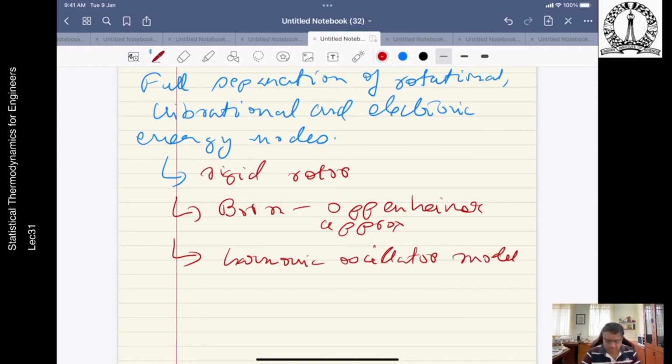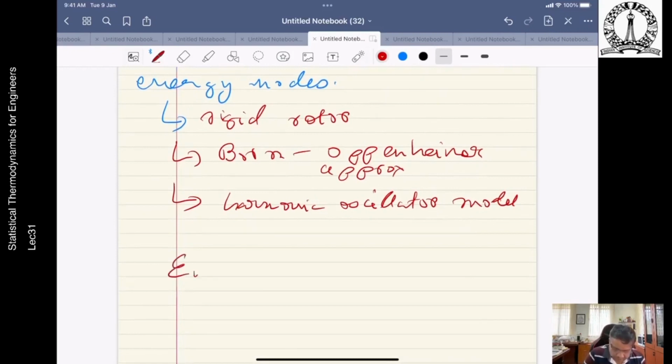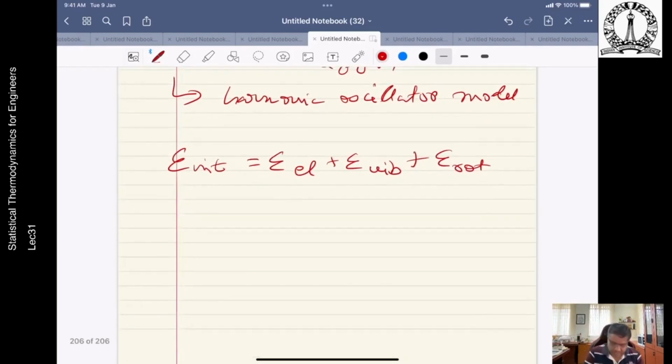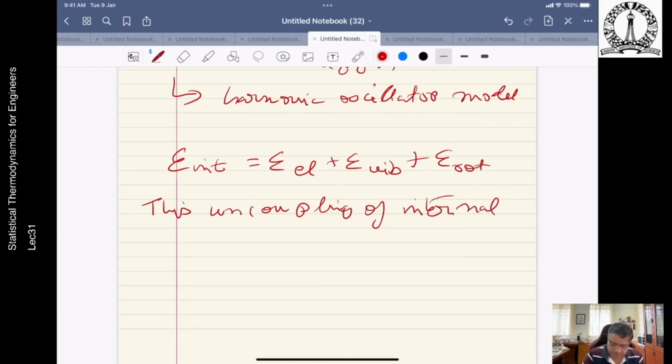Okay, so we therefore expressed that if this is the internal energy, remember the external energy was all translational, so the internal energy is written as electronic plus energy due to vibration, energy due to rotation. Okay, this uncoupling of internal energy modes is a rudimentary model, and it provides a simplest explanation for its various spectral features that we will see.